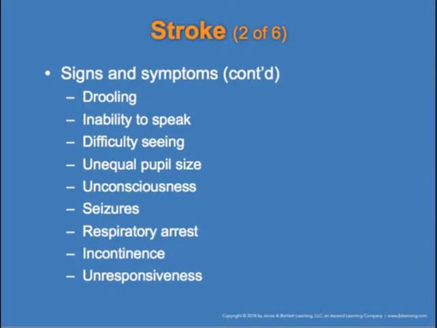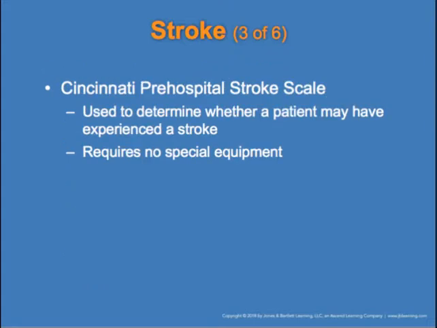Drooling. Inability to speak, difficulty seeing, unequal pupil size, unconsciousness, seizures, respiratory arrest, incontinence, unresponsiveness, and especially when you see multiple signs like this at the same time. All of these signs, or multiple signs presented in the same patient, are a really good indication the patient's having a stroke. Use the Cincinnati pre-hospital stroke scale to determine whether the patient might have experienced a stroke.